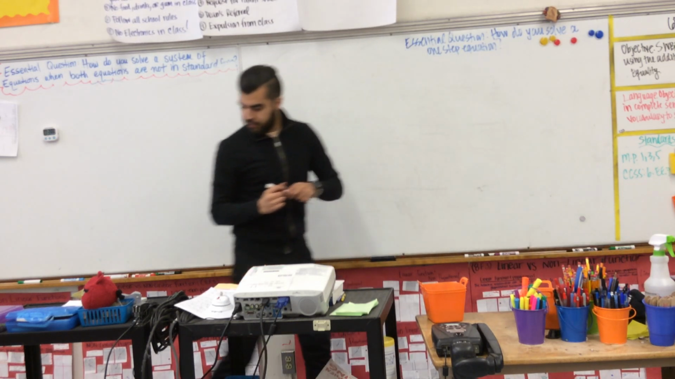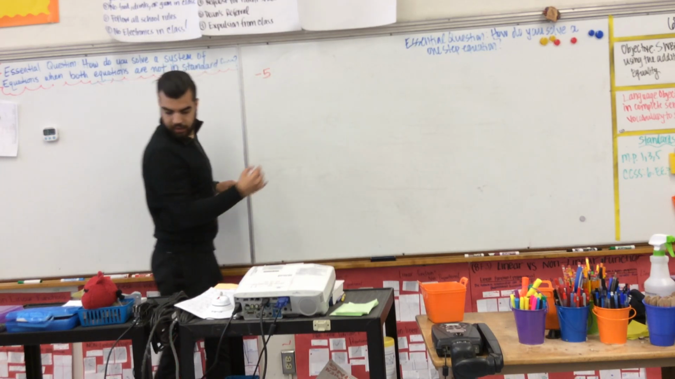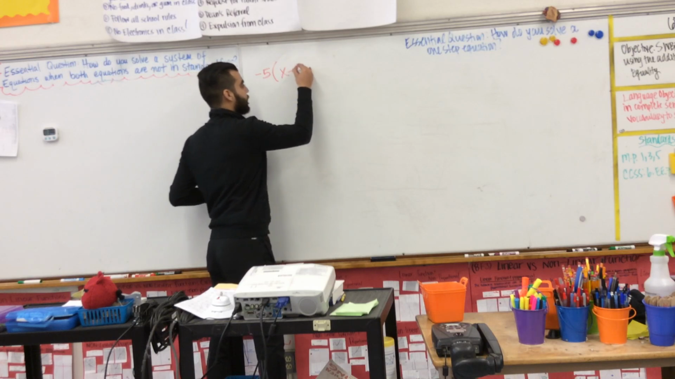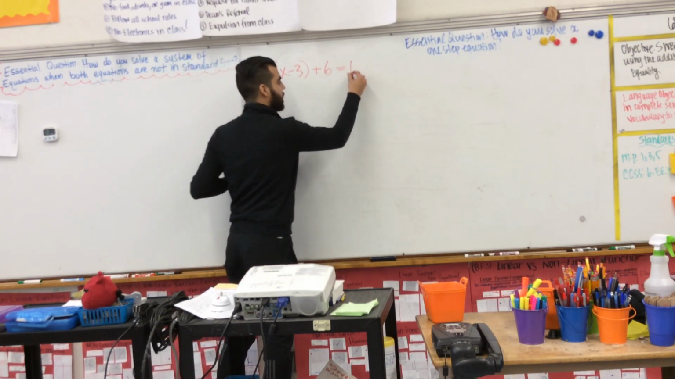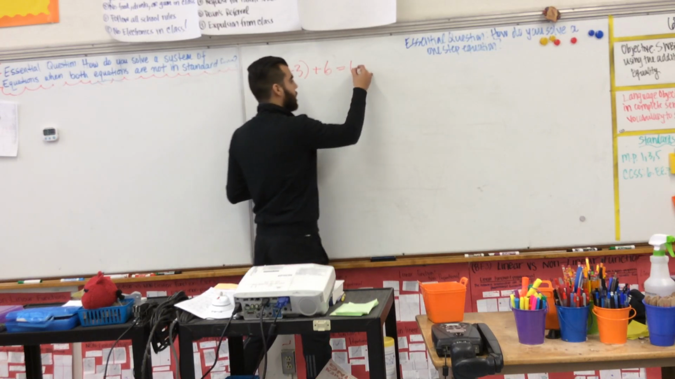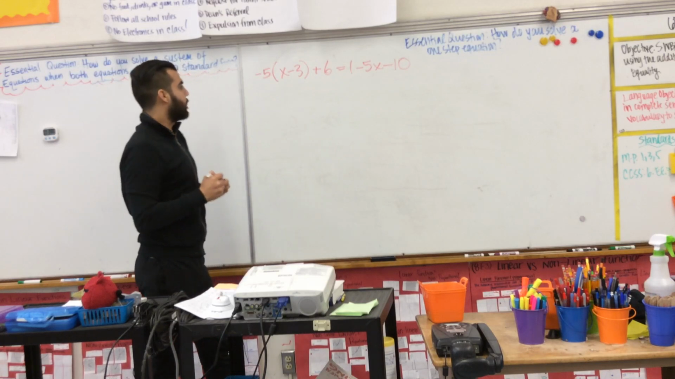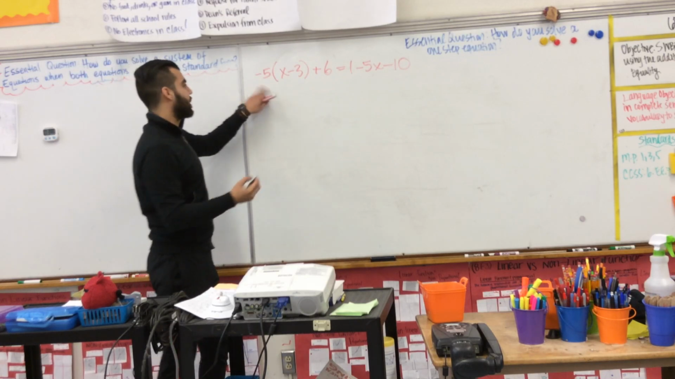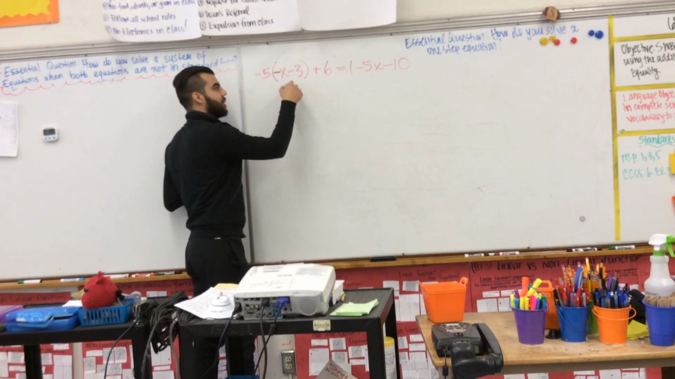Let's see, number 5, we have negative 5, x minus 3, plus 6 equals 1, minus 5x minus 10. Okay, again, distributive property. Negative tells me to change the signs, so this was positive, now it's negative. This was negative, now it becomes positive.